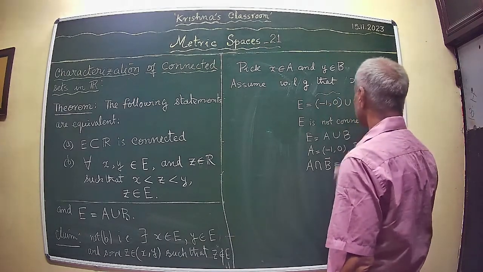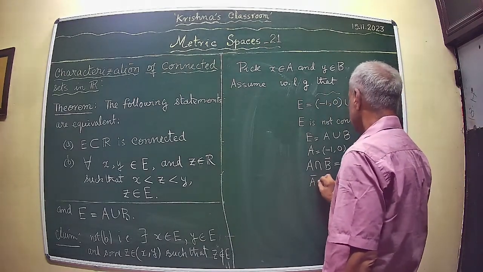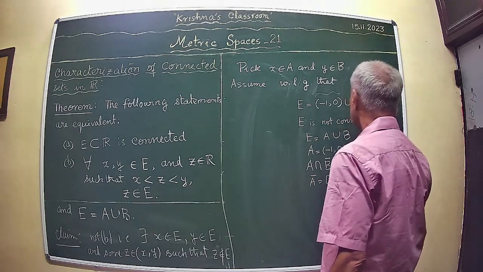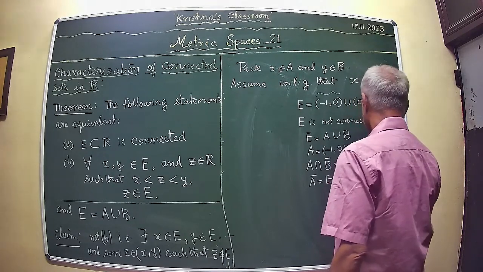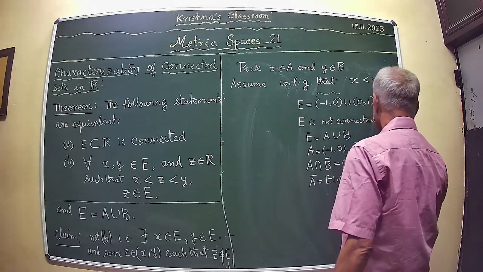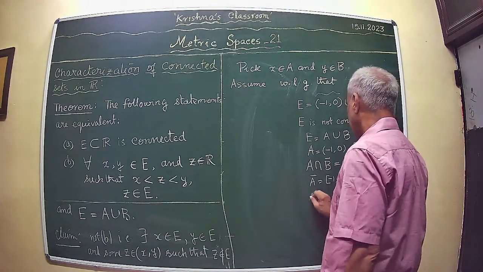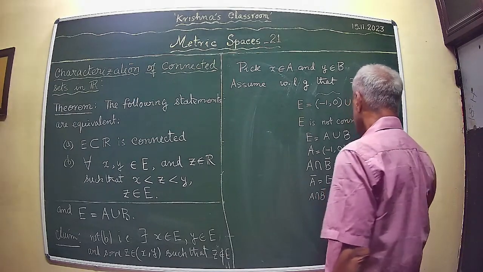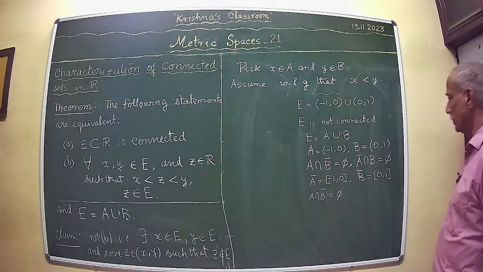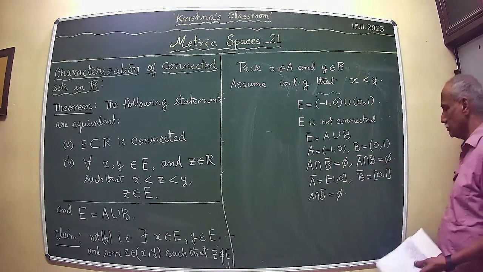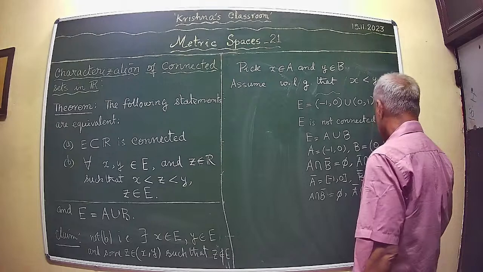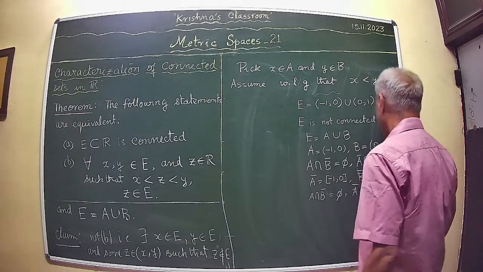What is A closure? A closure is going to be equal to [-1, 0]. B closure is [0, 1]. Now you take A intersection B closure. A intersection B closure is empty, okay, because you are taking this and this. And so also A closure intersection B is empty.